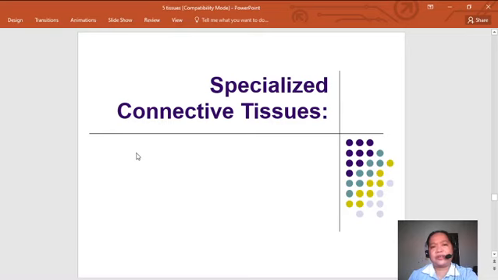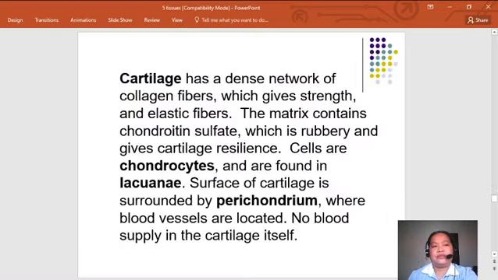Now, what are the specialized connective tissues? First, we have the cartilage, and we have 3 types of cartilage. Cartilage has a dense network of collagen fibers, which gives strength, and elastic fibers. The matrix contains chondroitin sulfate, which is rubbery in character, and this is a good support in other organs.